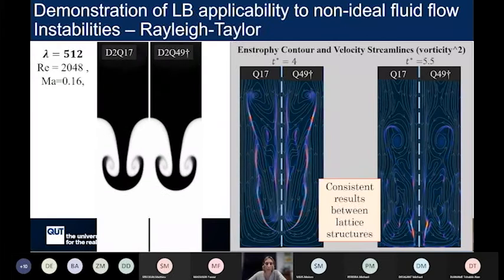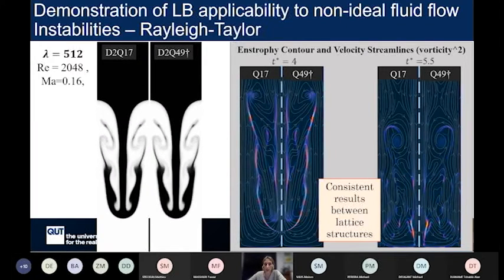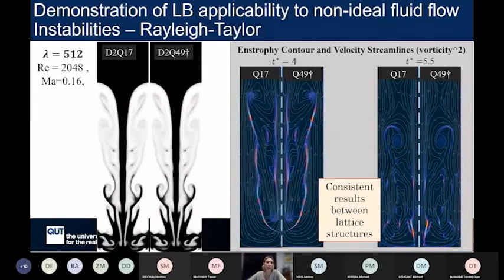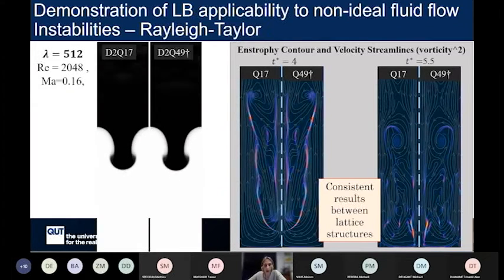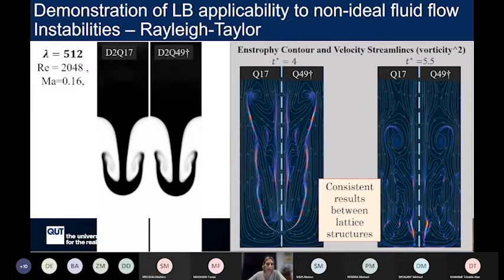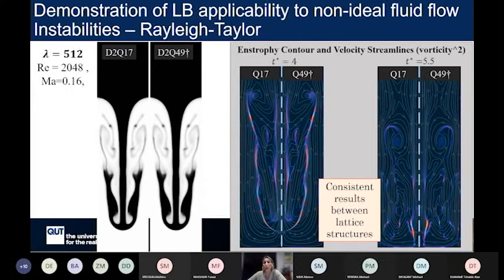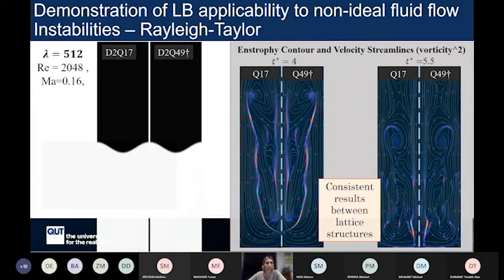So we're quite happy to have this consistency between the lattice structures, because that means the developments that we have made are valid for any lattice structures that we can use or develop.